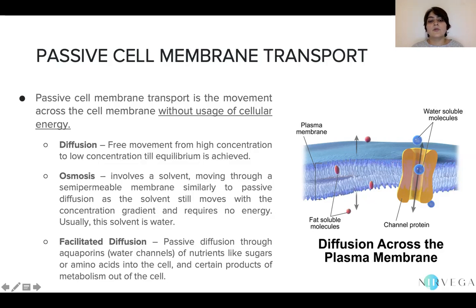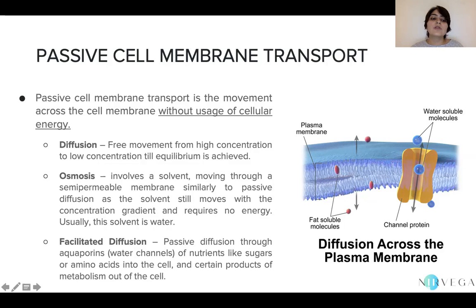So first comes diffusion. Now what is diffusion? Basically it is free movement from high concentration to low concentration till equilibrium is achieved. Okay, imagine that there is a substance A. There is more of substance A here and there is less of substance A here. So to reach an equilibrium between both sides, the obvious thing is that more is here, so A should move across the cell membrane and come to this side.